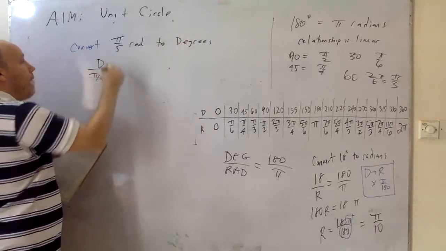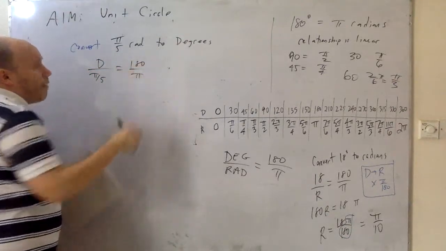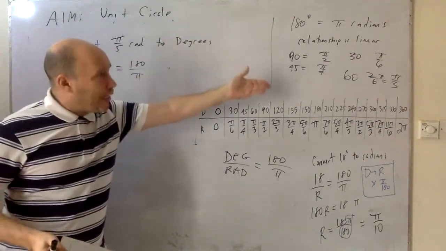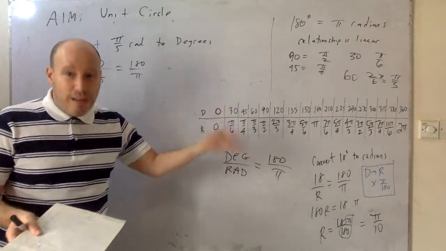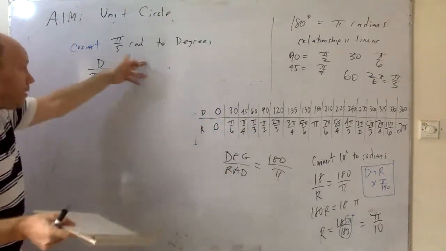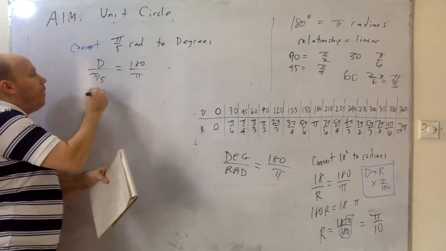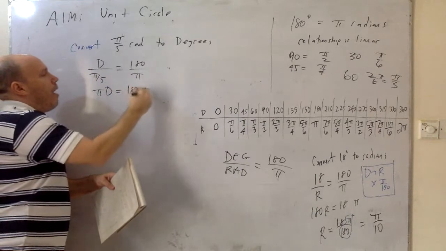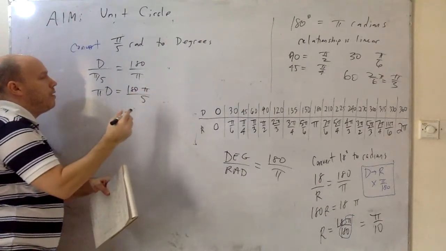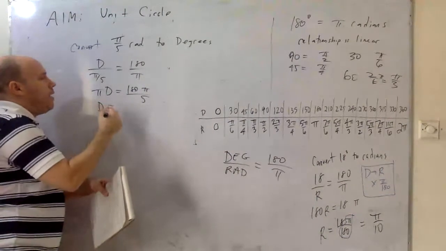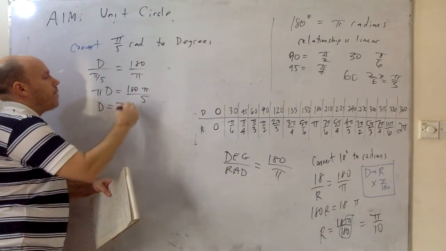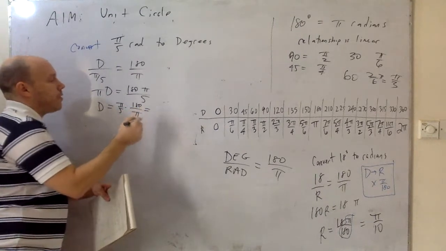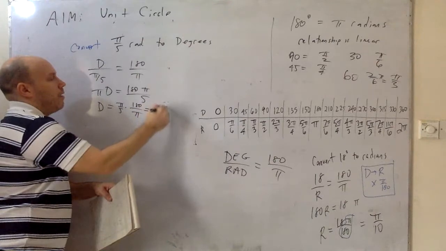So you say, degrees over pi divided by 5 is equal to 180 over pi, because it's a ratio. Corresponding, because it's a linear relationship, it's a direct variation. So we can set this up: pi d equals 180 pi divided by 5. And so we have d equals pi over 5 times 180 divided by pi. Well, this gives us 36.